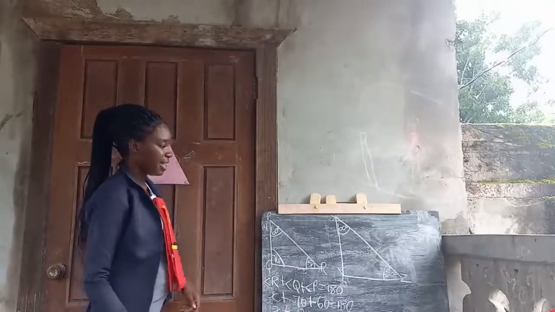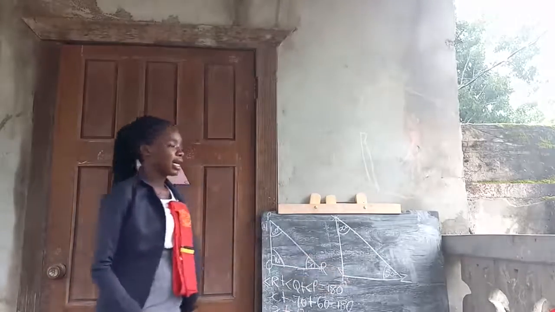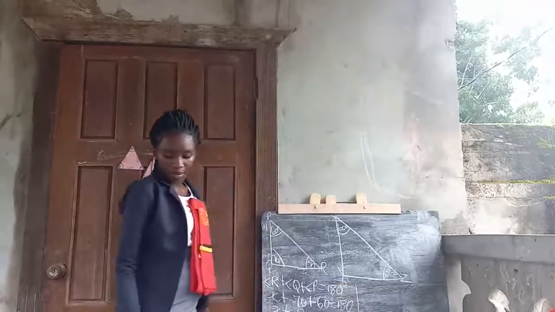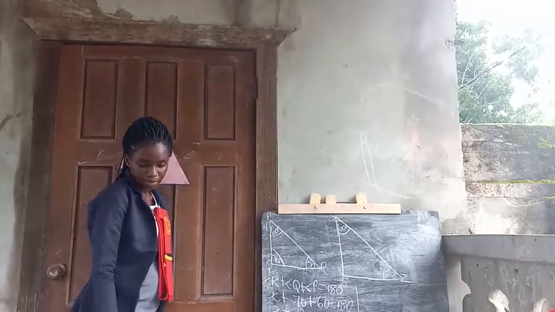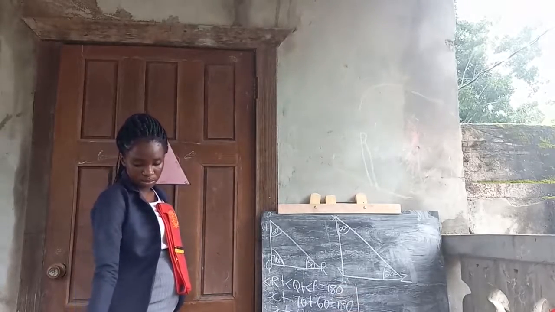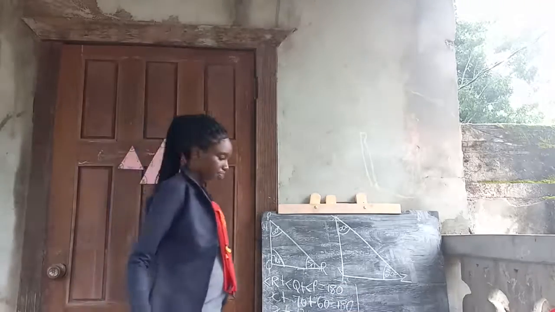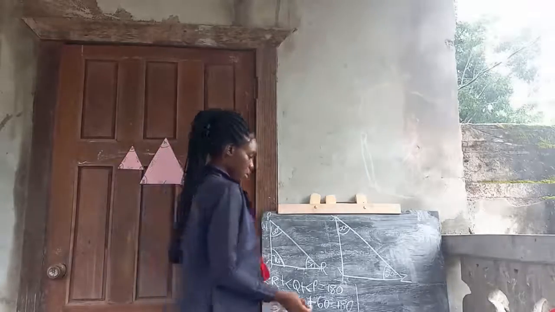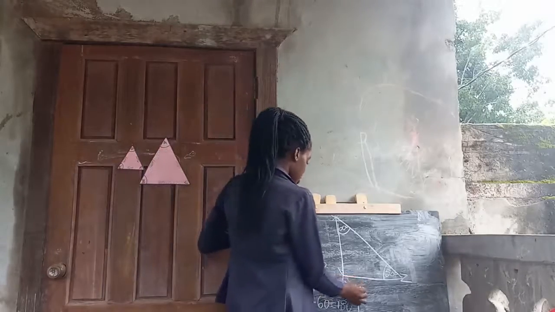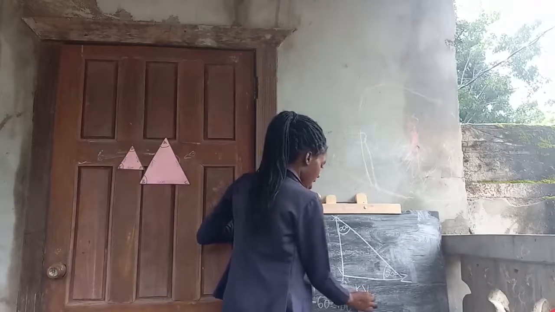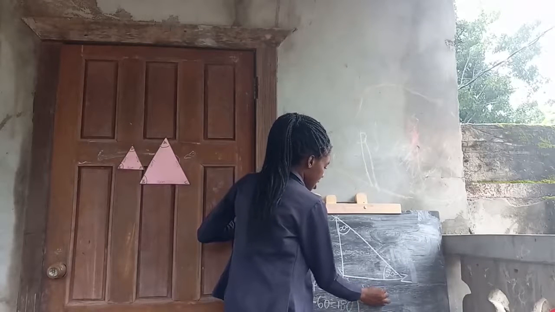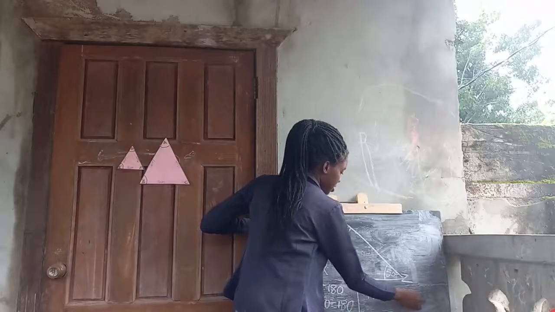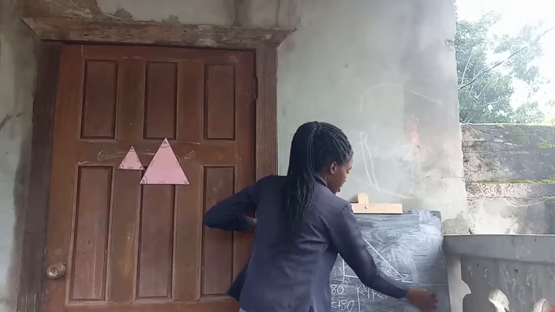We still have to find angle Y. Everyone getting to see? So angle Y plus angle X plus angle Z is equal to 180 degrees.